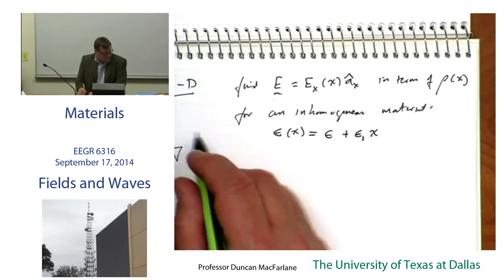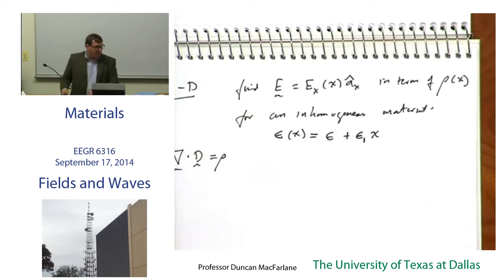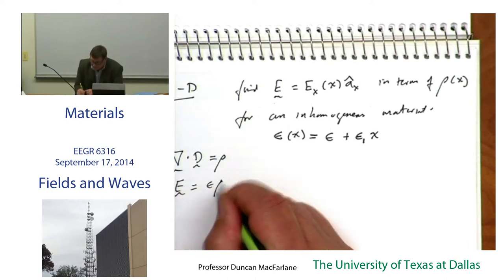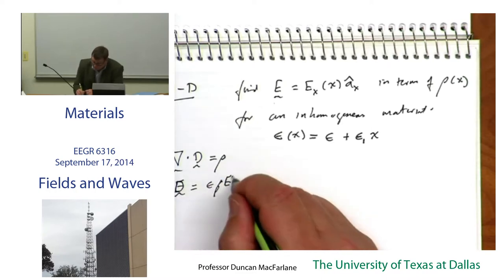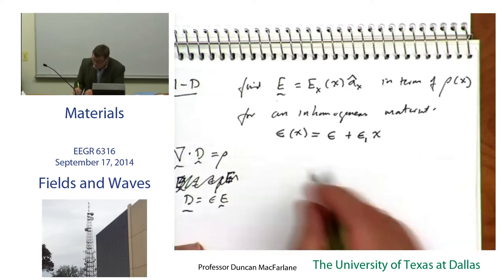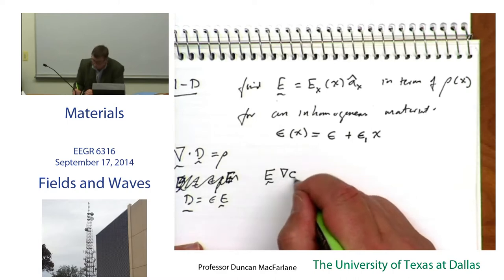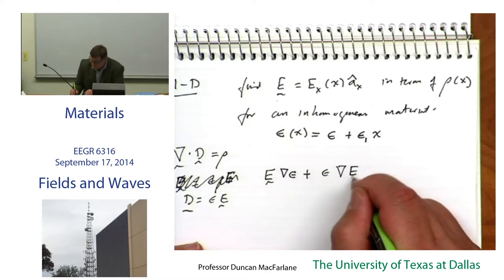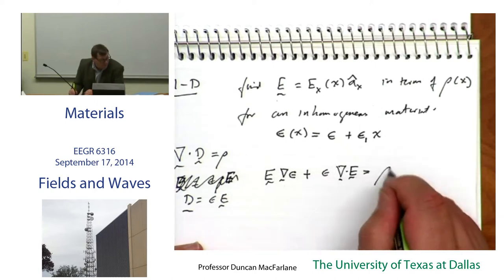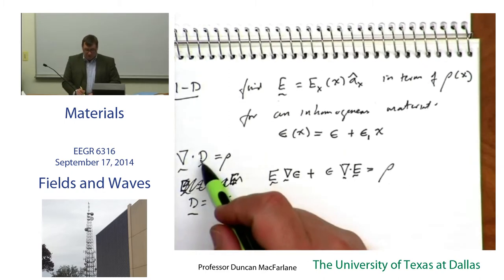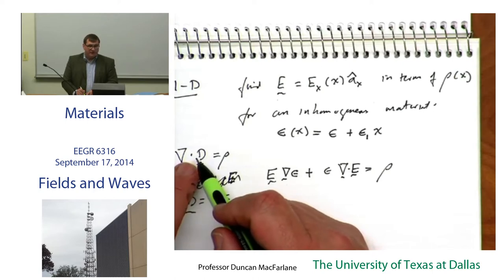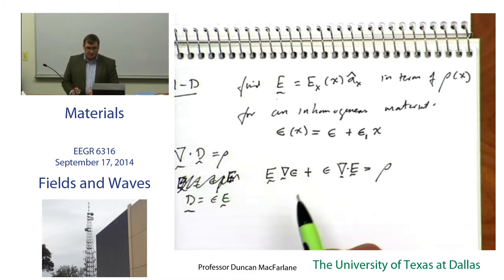Now, del dot D is equal to rho. D is equal to epsilon E. And so I'll have E times the gradient of epsilon plus epsilon times the divergence of E, rather, and that's going to equal rho. So I substitute this into there. Now epsilon is a function of space, and so I have to do the chain rule, the multiplication rule. I have to take the derivative of epsilon times E, and then the derivative of E times epsilon. So that's what I have.